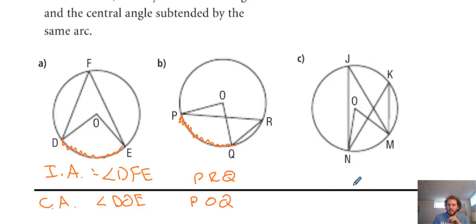And then again over here, if I find my inscribed and central angles, my inscribed angles are NJM, and there's a second one at NKM. And my central angle is at NOM. And again, just like with the previous two, every single one of those angles, whether they're inscribed or central, always start and end at the same place. Starts at N, ends at M.